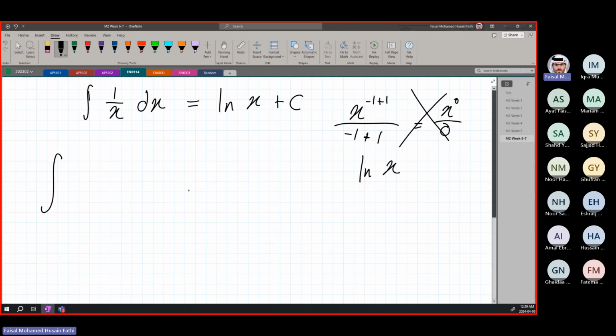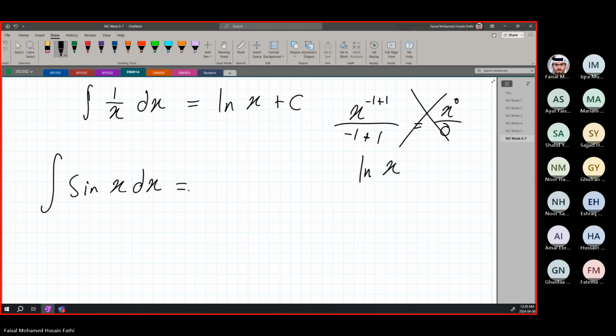Okay, what is the integration of sine x dx? Come on, be quick. What's the integration of sine x dx? Come on, it's easy. Exactly. It is minus cosine of x plus c. All right. Minus cosine. All right.